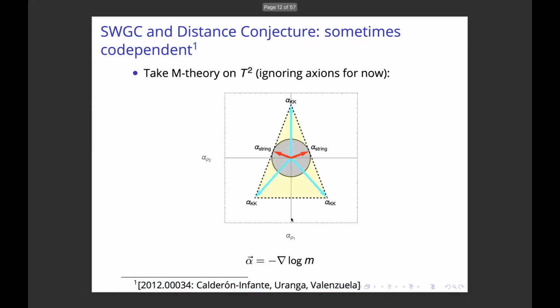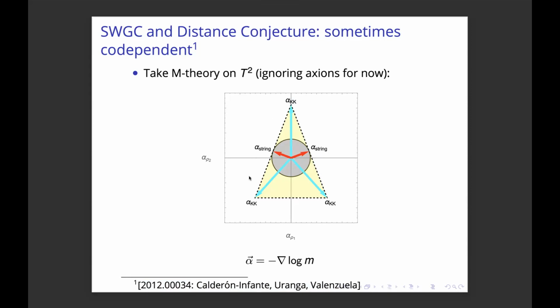So for instance, take M theory on an orthogonal 2 torus, and let's ignore axions for now. So in this case, let's just look at the radion-radion moduli space. In this case, the radion-radion moduli space is just R2, and this is flat. Now, if we plot the scalar charge to mass ratio vectors, their convex hull looks like this.